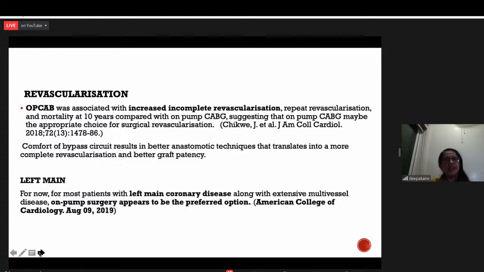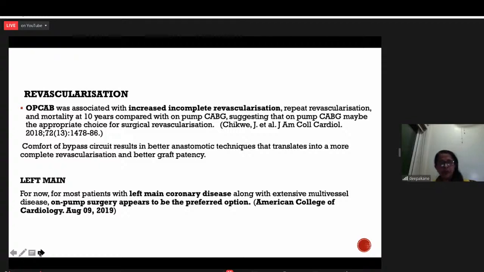What about the revascularization, whether it's complete or incomplete? Off-pump CABG was found to be associated with increased incomplete revascularization, as reported in the American Journal of Cardiology in 2018. Repeat revascularization and mortality at 10 years were more compared with on-pump CABG, suggesting that on-pump CABG may be the appropriate choice for surgical revascularization.